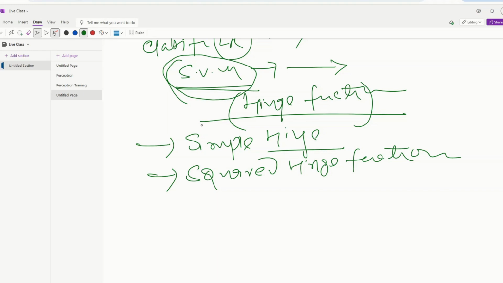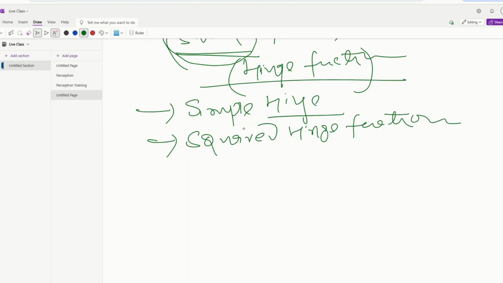So I will not touch upon SVM, how to use the hinge function in SVM. I will restrict my lecture only to the perceptron model. Okay, so in case of perceptron, what is the hinge function?